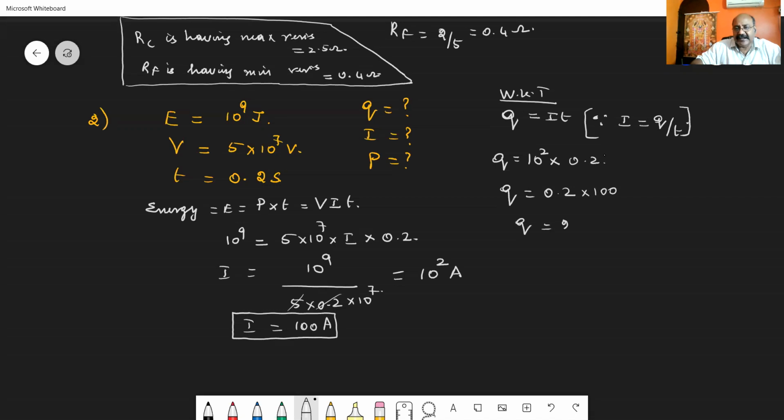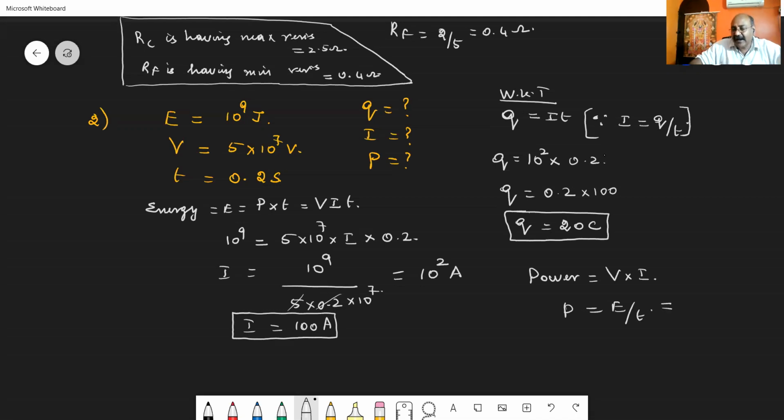So charge Q is equal to 20 coulomb. So charge has been calculated as 20 coulomb. Then the third one, what is the power? Already we know that the power P is equal to V into I. Or I can write like this, power is equal to energy divided by time. Since in a time of 0.2 seconds, what is the power?